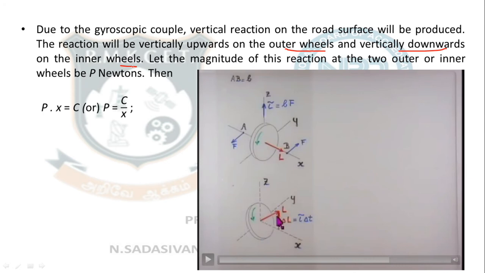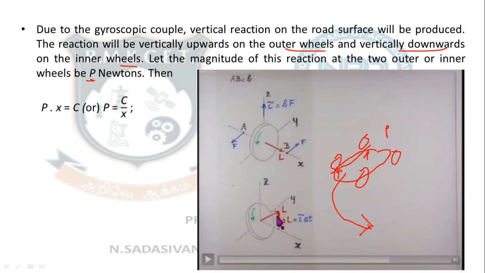Okay, let the magnitude of this reaction at the two outer or inner wheels be P Newton. Both the wheels put together. Okay, one pair of outer wheels. These two are outer wheels. These two are inner wheels. Okay, it is taking a turn. All the forces are mathematically equal. Now these two wheels put together are experiencing an upward pointing reaction force. The sum of these two forces I am going to call as P.